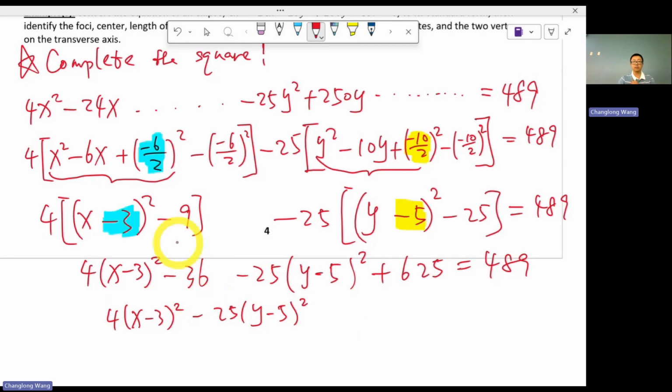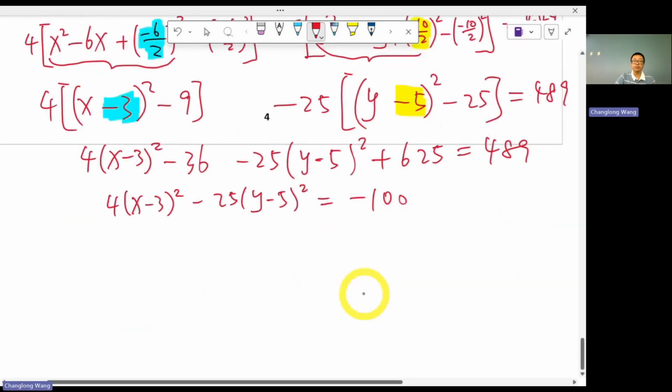Get those two constants, throw them to the right-hand side. So let's see, what did you get? I kind of forgot. Oh, -100. All right, so now what do we do?